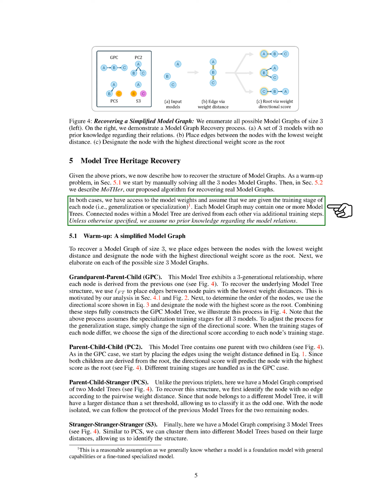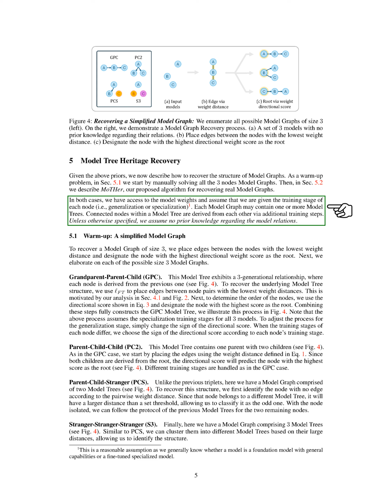We then go into detail about different types of size 3 model graphs. For the grandparent-parent-child (GPC) model tree, which has a 3-generational relationship, we connect nodes with the lowest weight distances and choose the root based on the directional score. This process assumes specialization training stages for all 3 models. In the parent-child-child (PC2) model tree, with 1 parent and 2 children, we connect nodes based on weight distances and select the root using the directional score, similar to the GPC case.